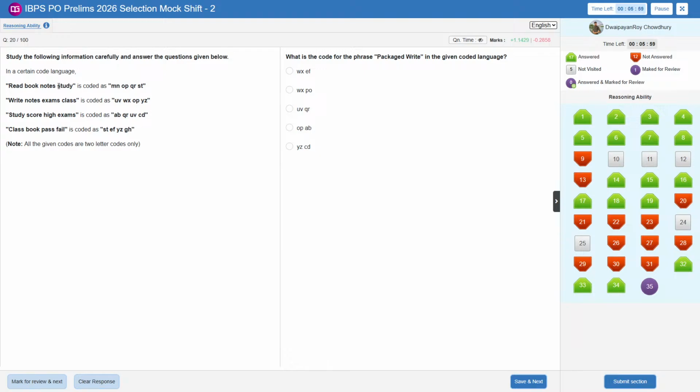Right. So write is here, notes here, exams here, class here. So write only here. That is going to be UV, no, WX, maybe OP, no. So WX will stay for write. So WX, PO, because EF is somewhere here and WS is going to stay.